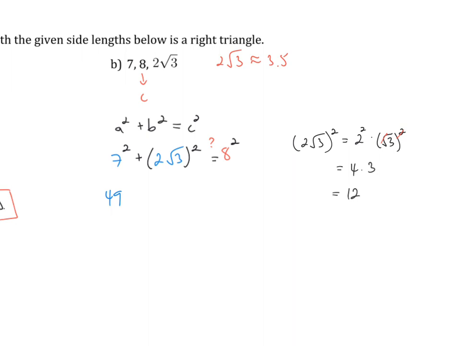So in our original equation, we get that 49 plus 12 might be equal to 64. Finishing this up, we get 61 on the left side, and this is not equal to 64, which is on the right side. So because the left and right sides are not equal, again, I make the conclusion that this is not a right triangle.